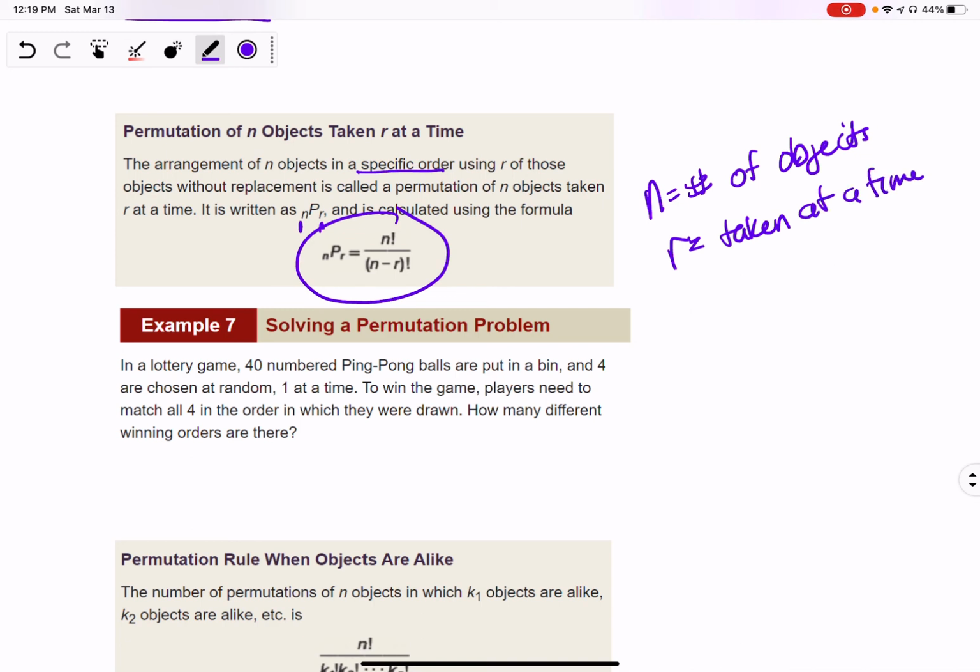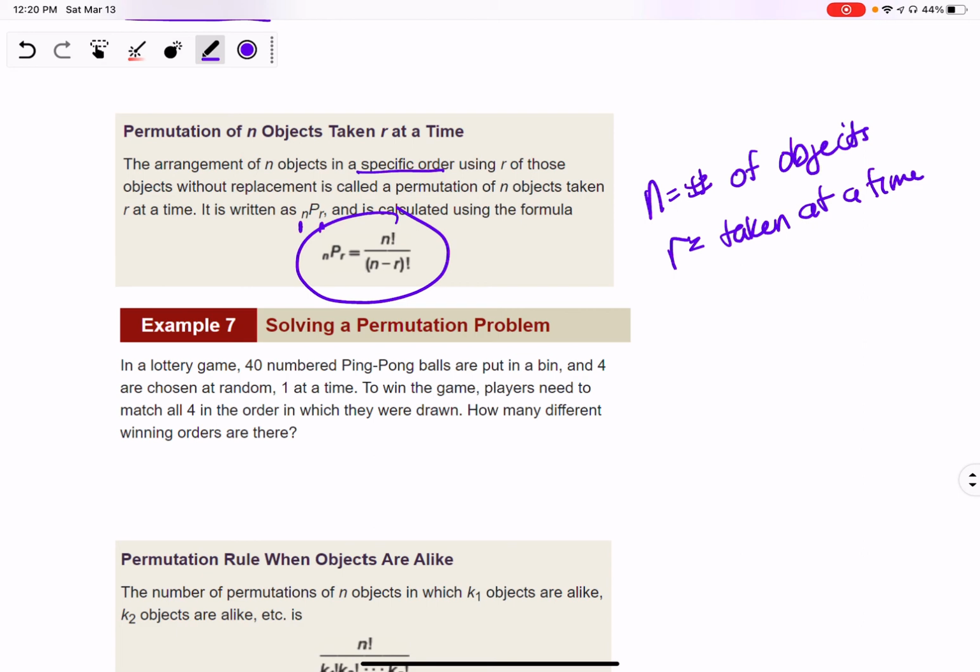So example 7 says, in a lottery game, 40 numbered ping pong balls are put in a bin and 4 are chosen at random, 1 at a time. To win the game, players need to match all 4 in the order in which they are drawn. How many different winning orders are there?